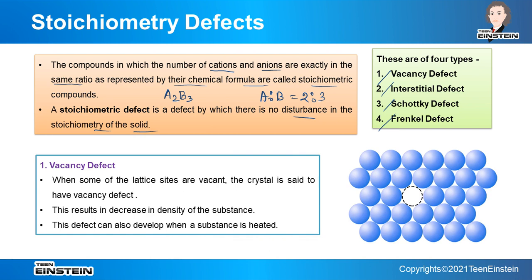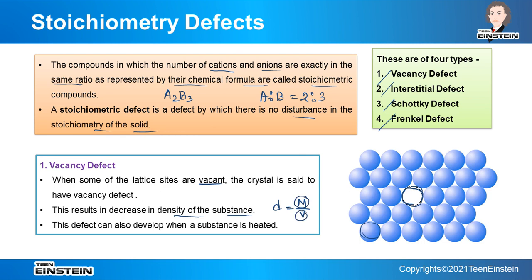Vacancy defect. For a vacancy defect, there must be some vacancy, right? When some of the lattice sites are vacant, we say there is a vacancy defect. Here in this position we have a vacancy. Here this atom should be present, but it is not present. This results in a decrease in density of the substance. It must be so because density is mass by volume. When some atom is missing, mass will decrease and volume will remain the same. That means the numerator is decreased but the denominator is fixed.